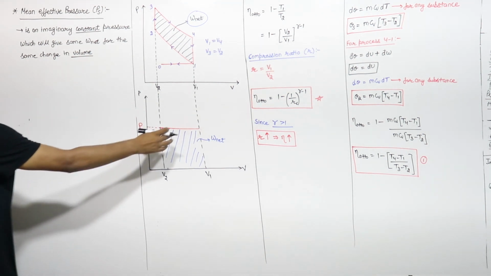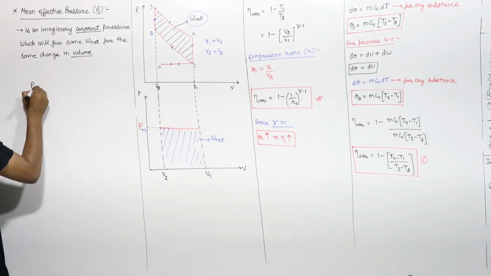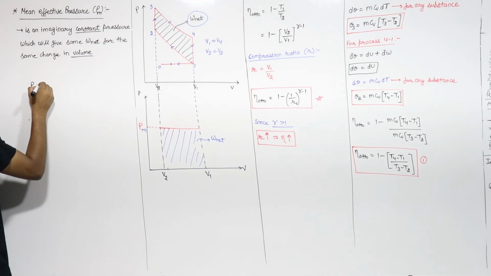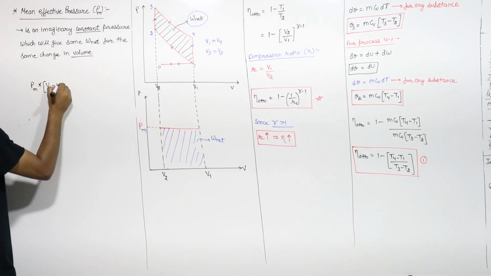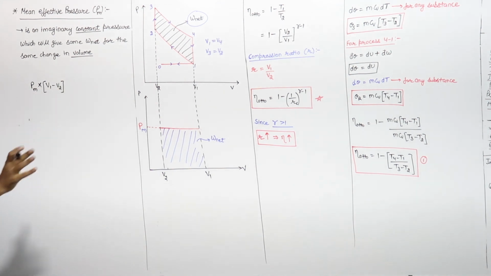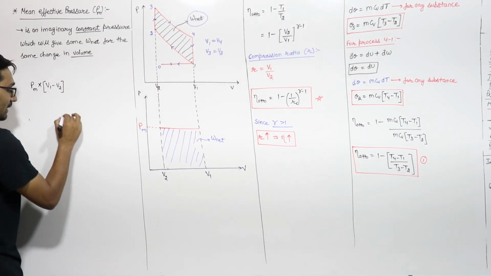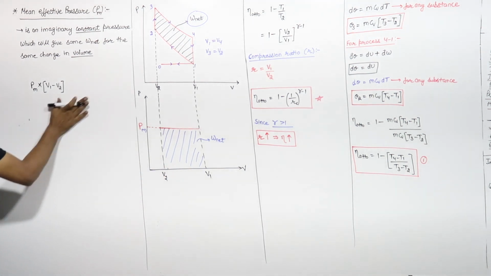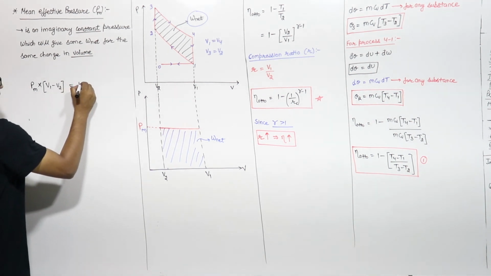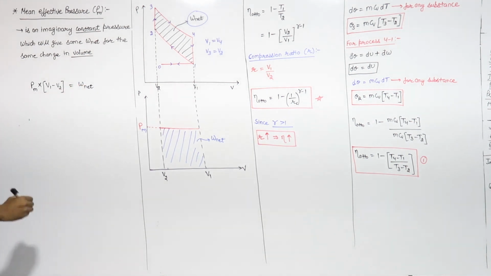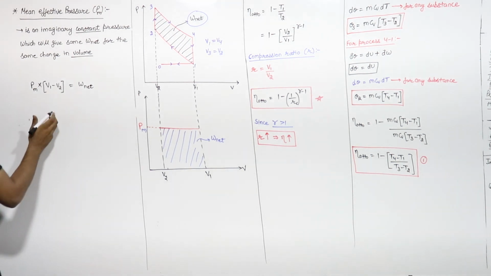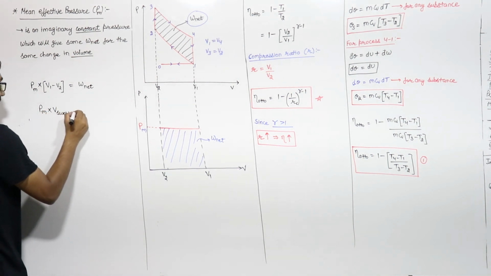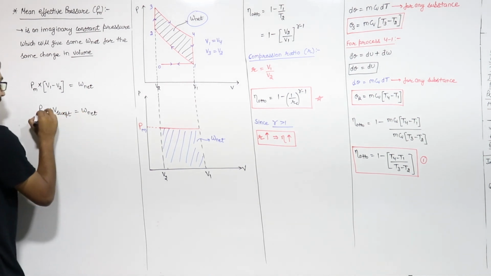Now what is this work? This will be your mean effective pressure, P_m, into the change in volume, V1 minus V2. PdV is the work. If I integrate it, this pressure is constant, so it comes out of the integration, and dV will be V1 minus V2. So this will be equal to the net work done. And what is this V1 minus V2? This is your swept volume. This will give you the net work done.